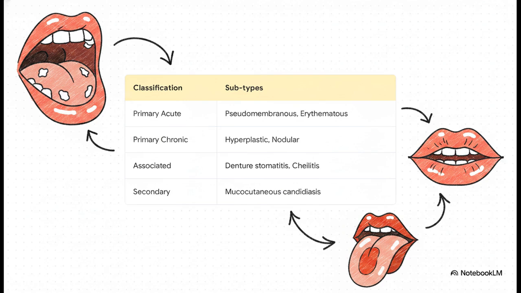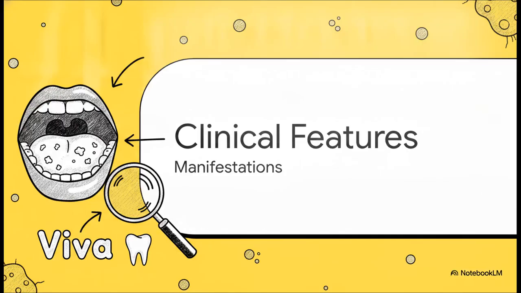You divide it into primary oral candidiasis and secondary oral candidiasis. Under primary, you've got acute forms, that's your pseudomembranous and erythematous, and then chronic forms like hyperplastic and nodular. Take a second to let that sink in. Then you have Candida-associated lesions, which include denture stomatitis, angular cheilitis, and median rhomboid glossitis. Finally, the secondary group covers systemic mucocutaneous candidiasis. Draw this table out exactly like this on exam day, and you are well on your way to a perfect 10.